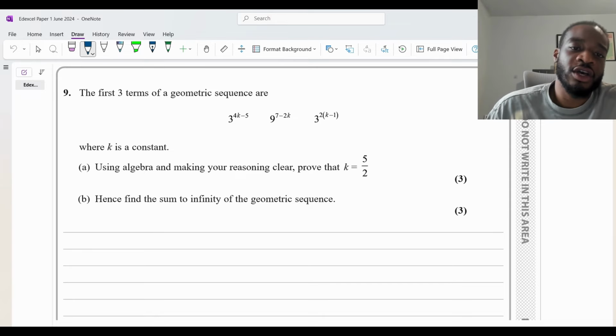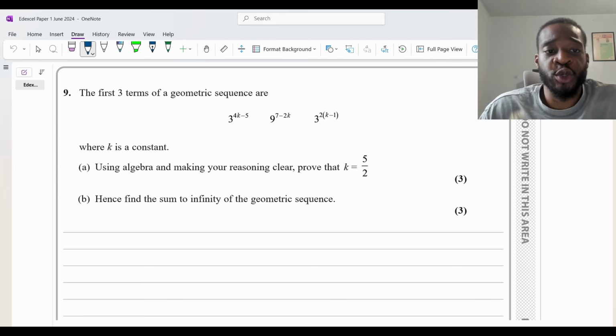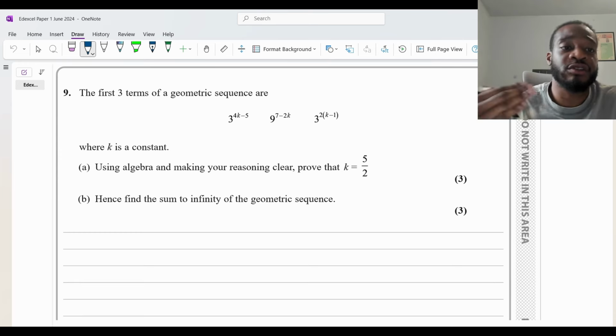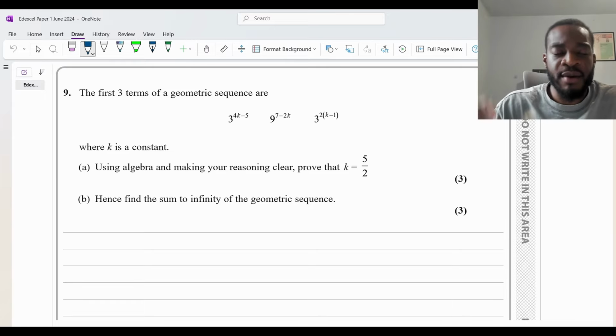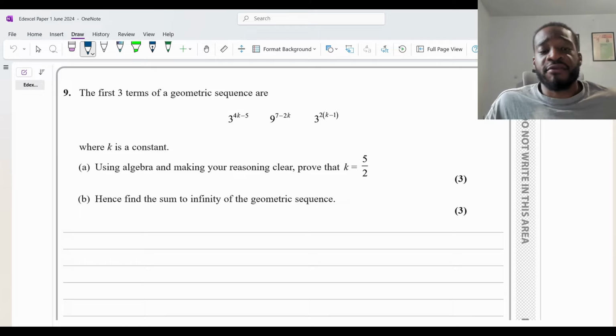Now, whenever you see these types of questions whereby you've got the first couple of terms of a geometric sequence given to you, algebraically, what you always want to do is form expressions for your common ratio, right? Because we've got three terms there. Remember, the common ratio is always one of the terms divided by the term that precedes it, the term before it. So because we've got three, we could find two ways.